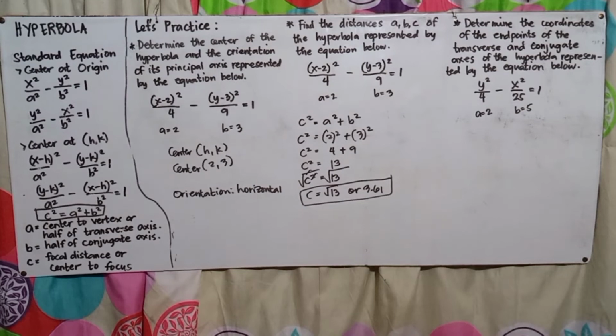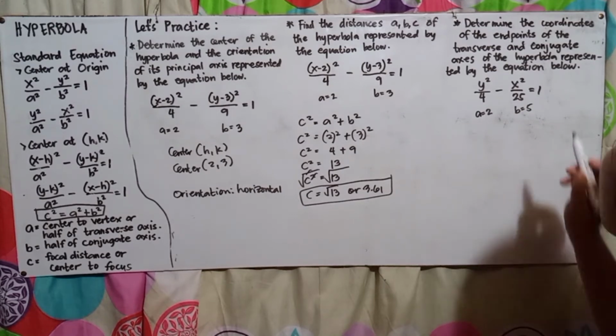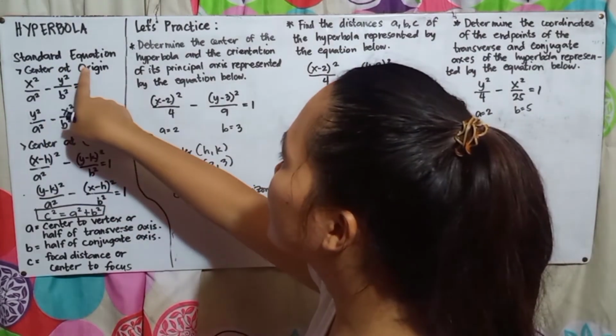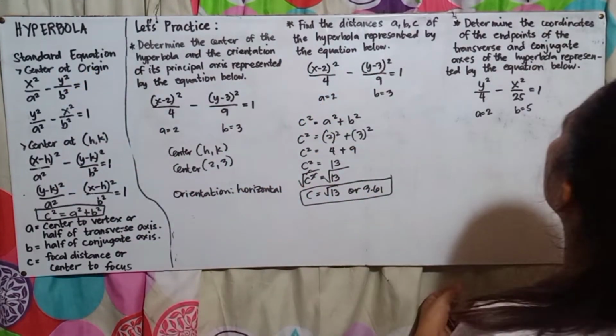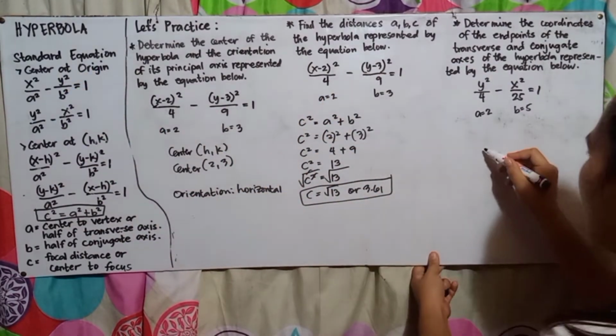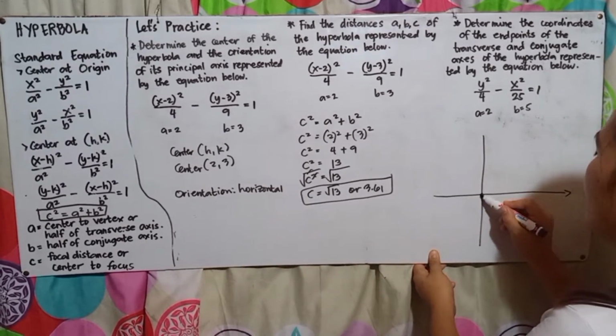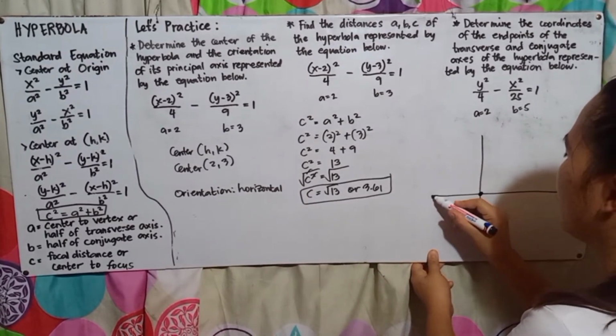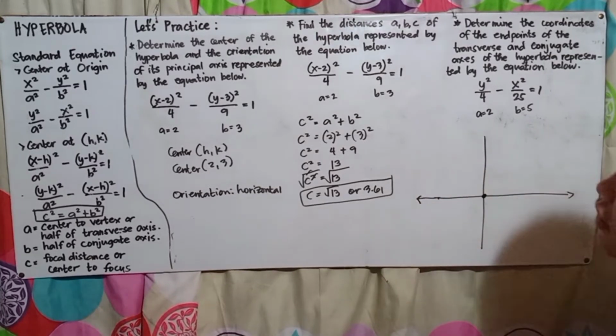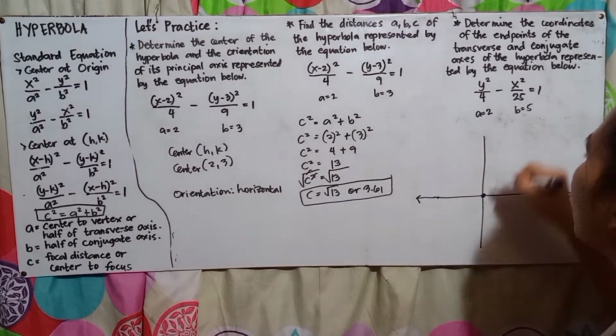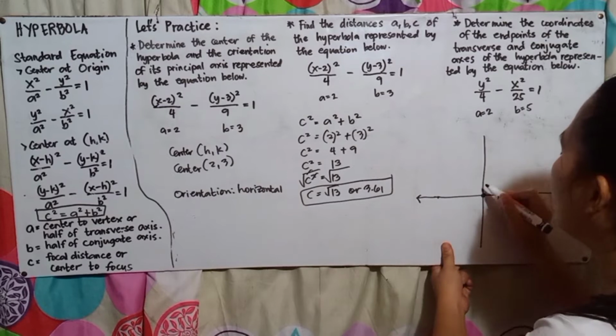Since it is vertical and the center is at the origin, (0, 0), we illustrate it on the Cartesian plane. The center lies at the origin. Since it is vertical, our a is 2 units.